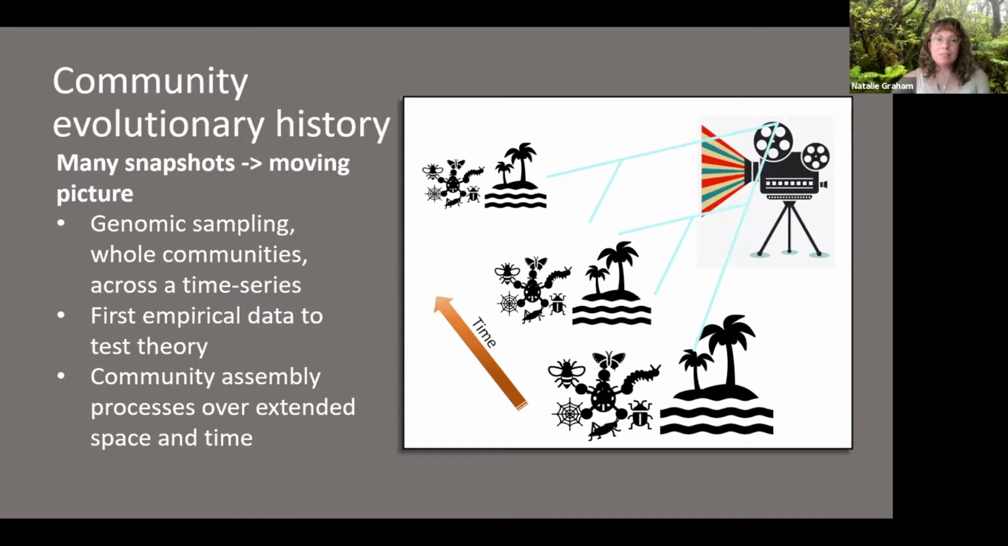And what we've attempted to do is to take these snapshots of community assembly and turn them really into a moving picture by doing genomic sampling of whole communities across a time series. So really this is the first large scale empirical data set to test theory. And so we're excited about the ability to test community assembly processes over extended space and time.